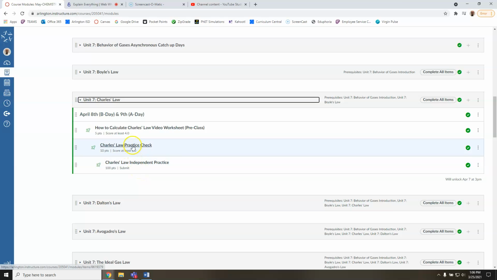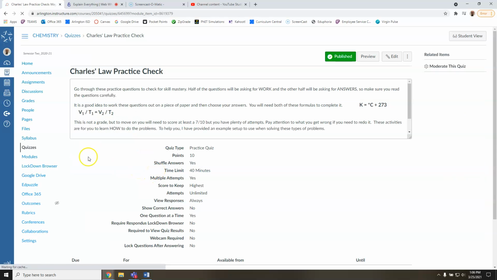So, what is Charles' Law? Well, when you open up this practice check, it gives you an idea. It says, look, the formula for this is V1 over T1 equals V2 over T2. So your initial volume divided by your initial temperature has to equal your final volume divided by your final temperature.